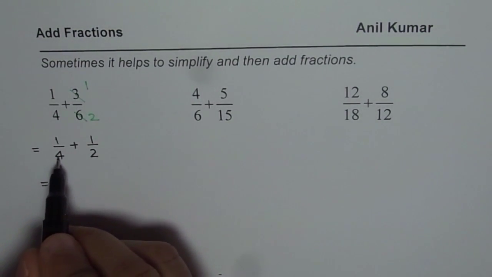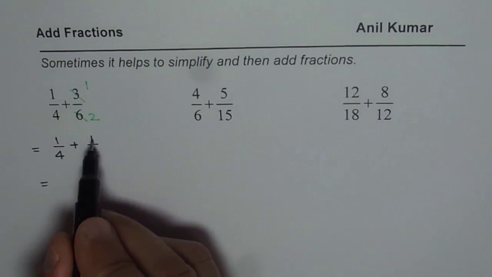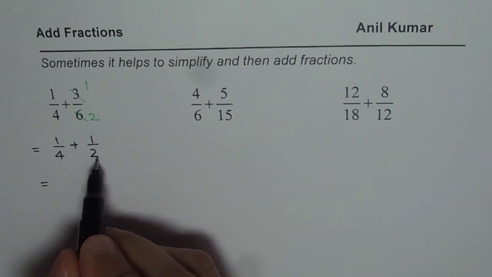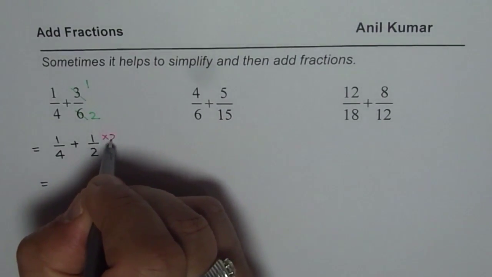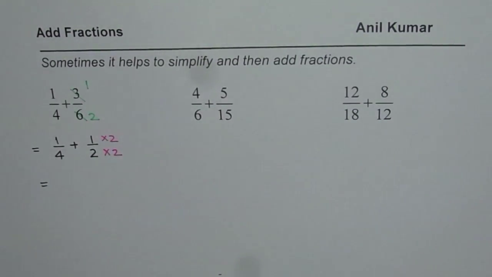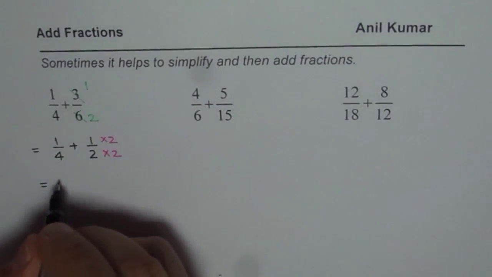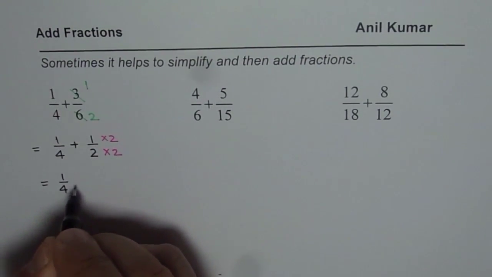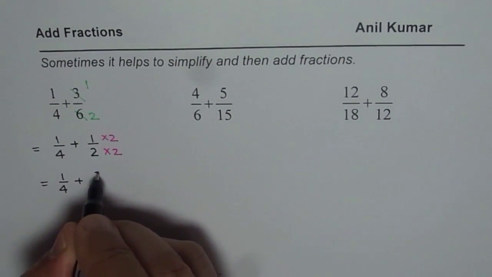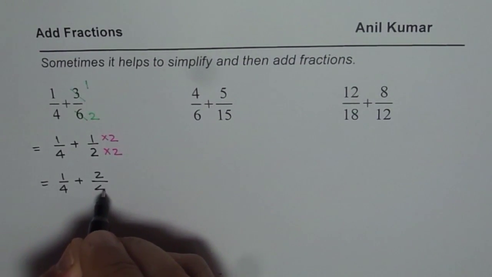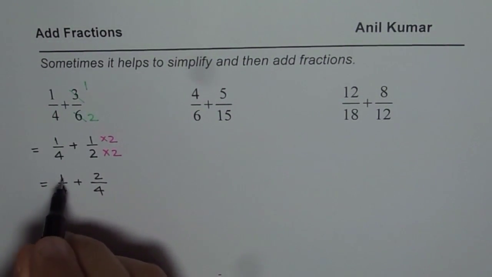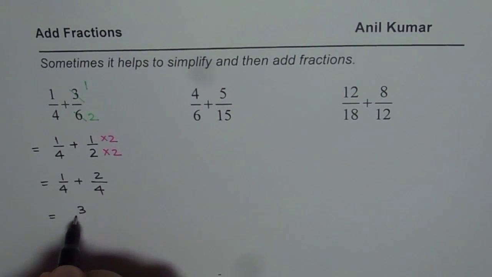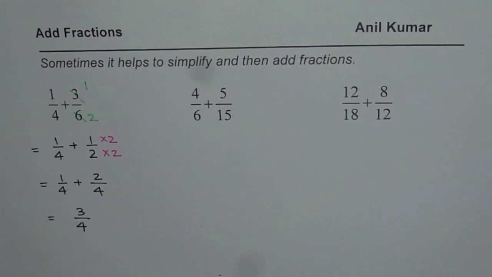Now, 4 is a multiple of 2, so we can just multiply the second term here by 2 in the numerator and 2 in the denominator. That is to say, I'll multiply these by 2 and then write down my fraction. So I have an equivalent fraction as 1 over 4 plus 2 times 1 is 2, 2 times 2 is 4. Once I have the same common denominators, we can add. 1 plus 2 is 3, so we get 3 over 4 as our answer. So that is how we are going to do them.